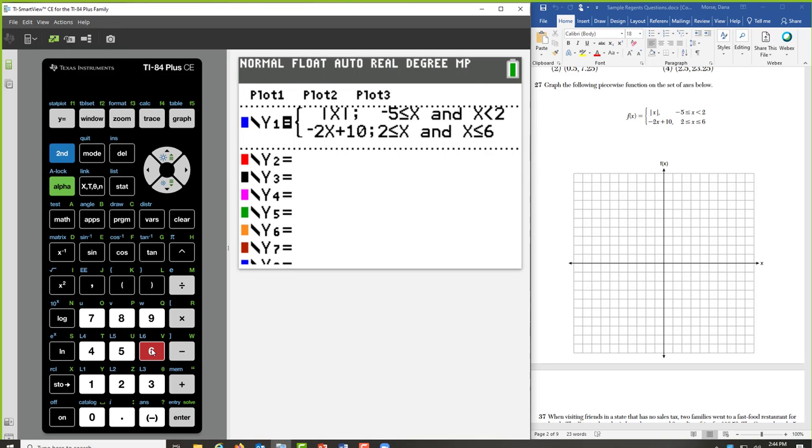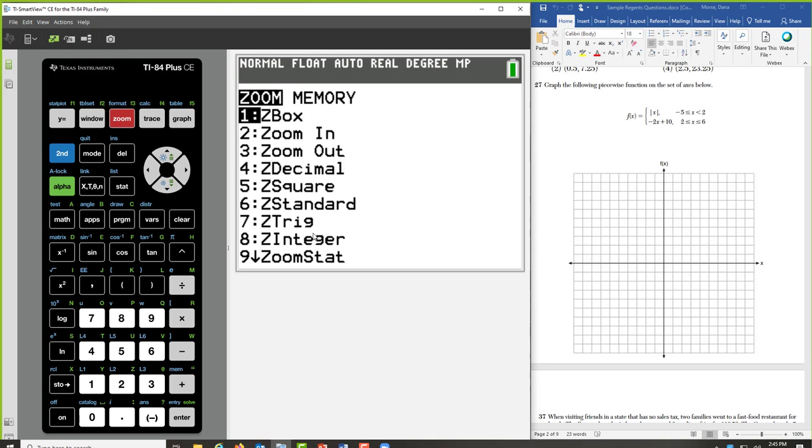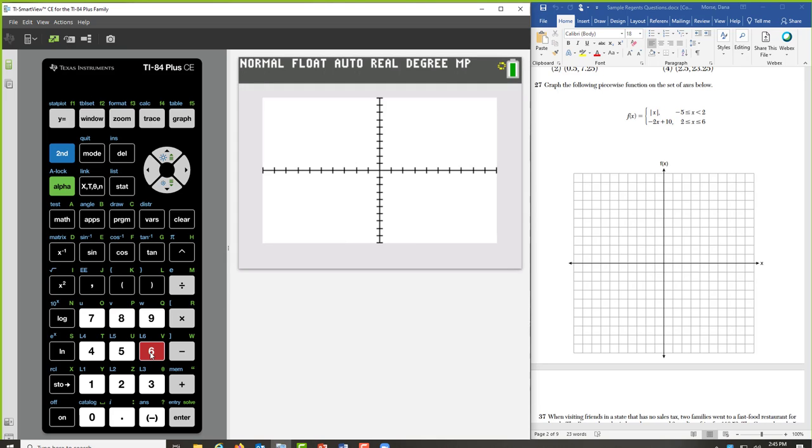and 6. Now, a great tip for distance learning is you never have the kids just hit graph, because you don't know who used it last and if they have the right window settings. So instead, I strongly encourage you to press zoom and then number 6 for standard. This way, you will not have kids saying, mine doesn't look like that. There's your piecewise function.